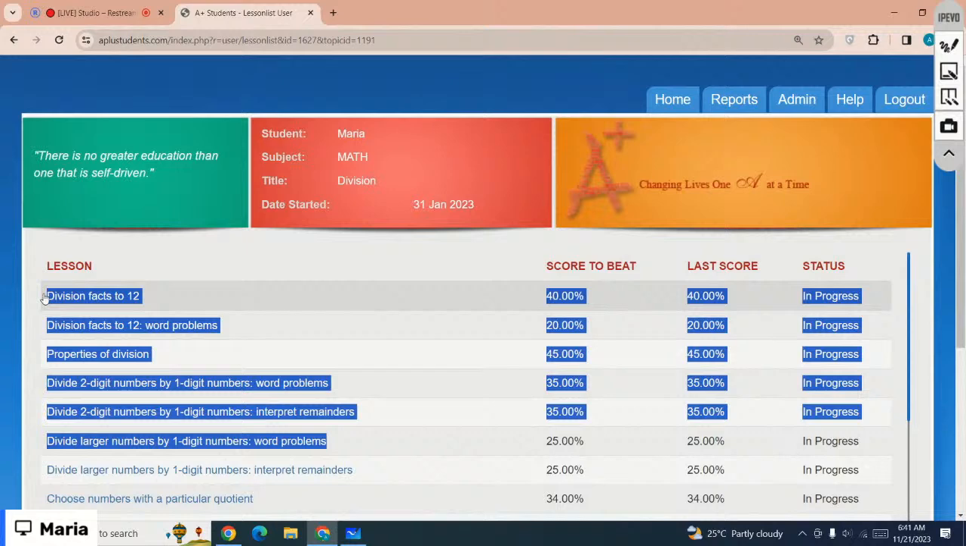We were working on grade 4 math. The chapter we're working on is division, and the lessons we have covered today are division facts to 12, division facts to 12 word problems you have to do on your own, properties of division, divide two-digit number by one-digit number word problems, divide two-digit number by one-digit number and interpret remainders, and divide larger number by one-digit number word problems you have to do on your own.